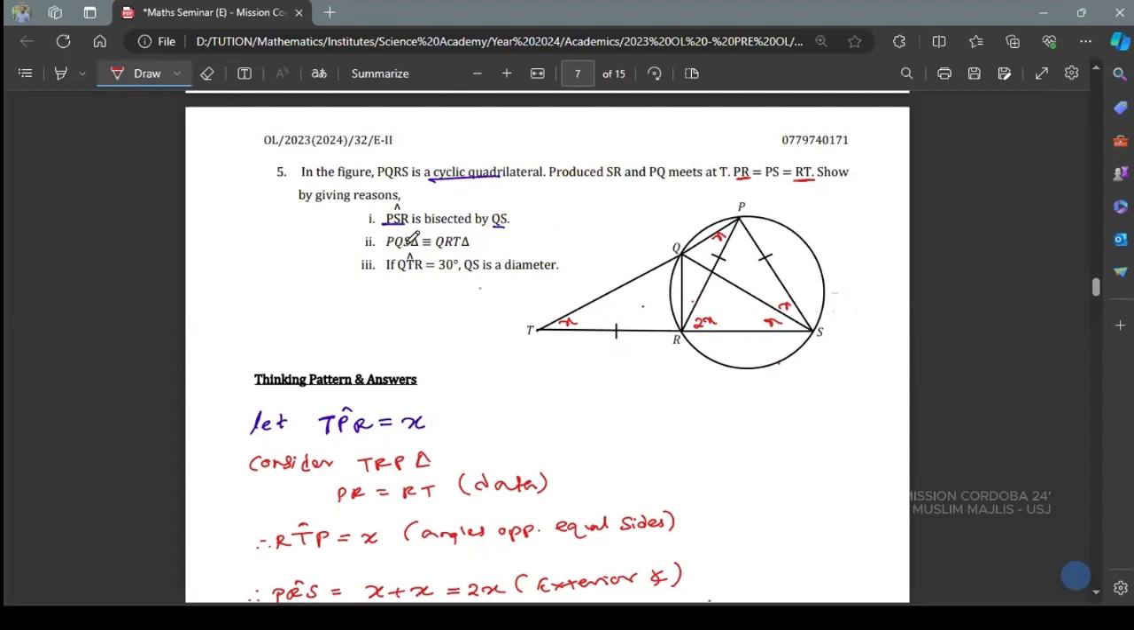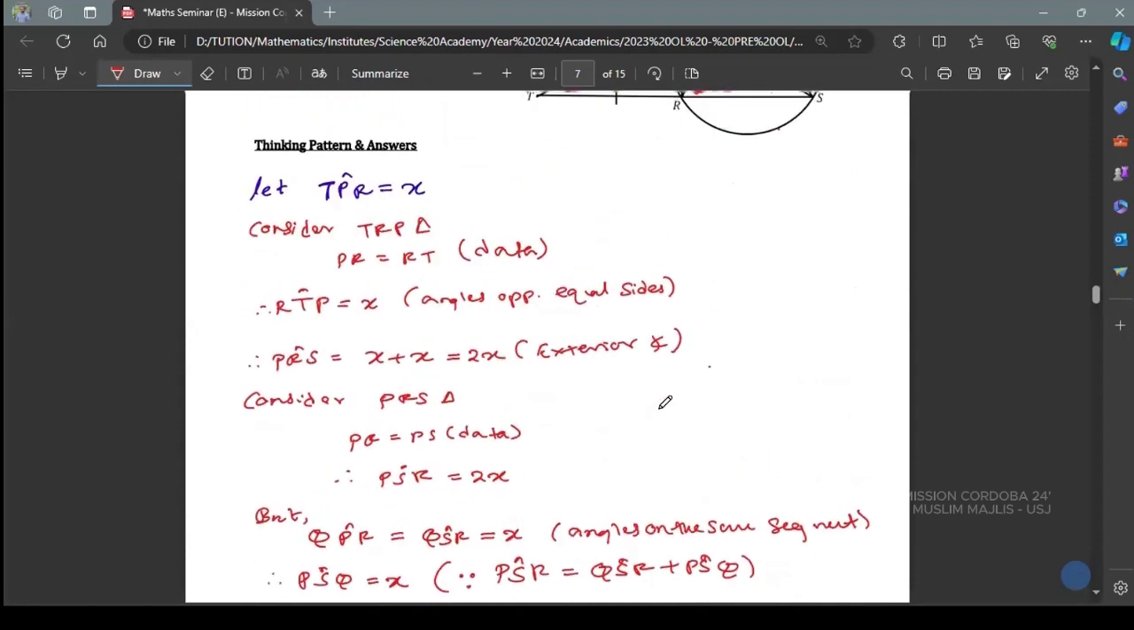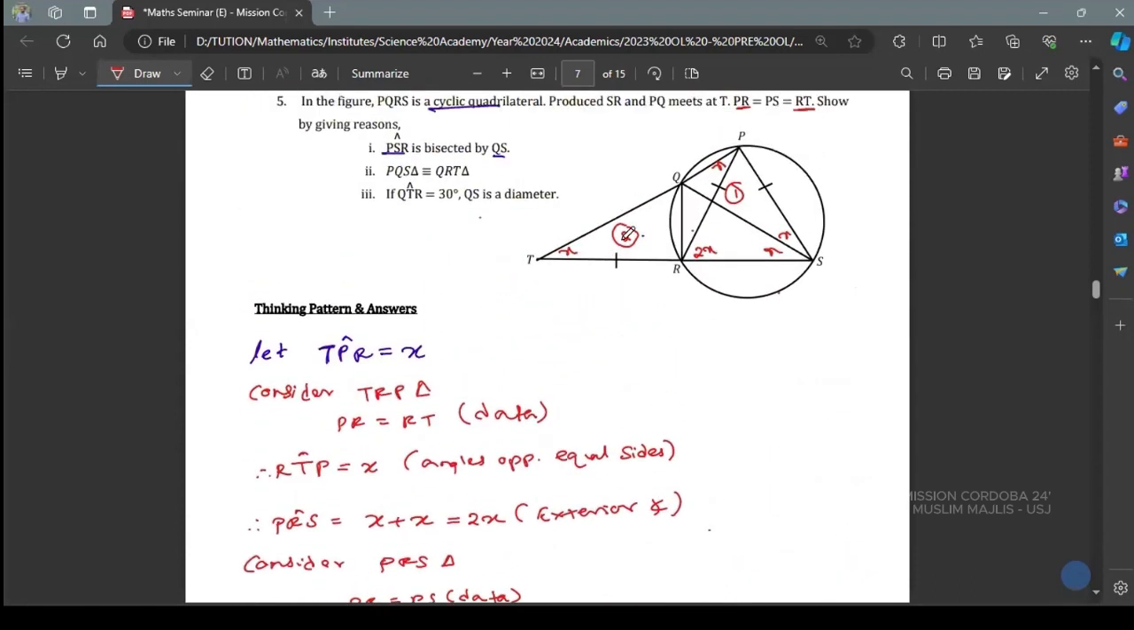Now they want us to prove the PSQ triangle is congruent to the QRT triangle. Where's the PSQ triangle? When you read that part, check here. Here we have PSQ, here we have QRT. You have to take these two triangles and check. If you can't directly see the data in this complete figure, I recommend you separately take those two triangles only.